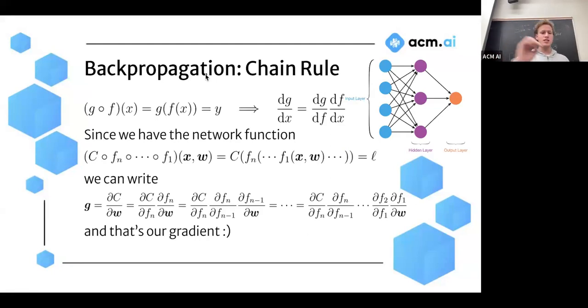So we can write dc with respect to fn and fn with respect to w. But what this really turns into is dc with respect to fn, fn with respect to fn minus 1, fn minus 1 with respect to weights, and on and on, all the way until we get down to F1. And that's our gradient. That's the gradient right there.